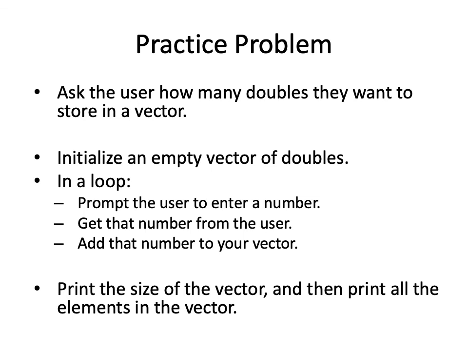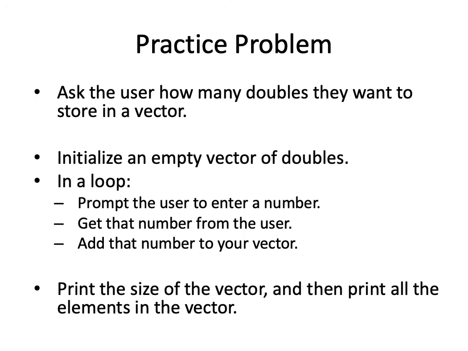First, ask the user how many doubles they want to store in a vector. This is just like that example problem we saw earlier in this mini lecture. Then, initialize an empty vector of doubles, and then in a loop, prompt the user to enter a number, get the number from the user, and then add that number to the vector.